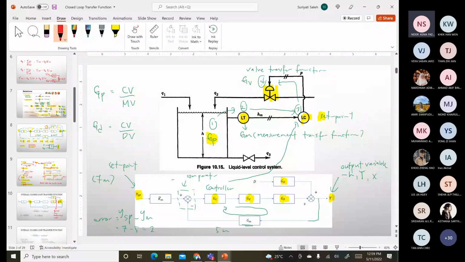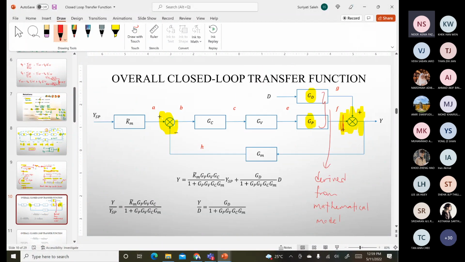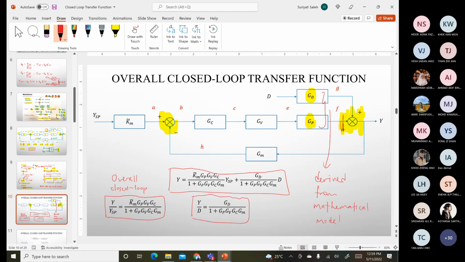So from this standard block diagram, you will have this one. This is what we call the overall closed loop transfer function. And from the overall, we can split it into Y over YSP or Y over D. So what is the difference between Y over YSP and Y over D?